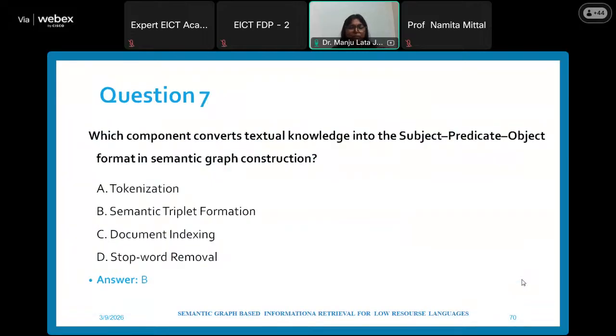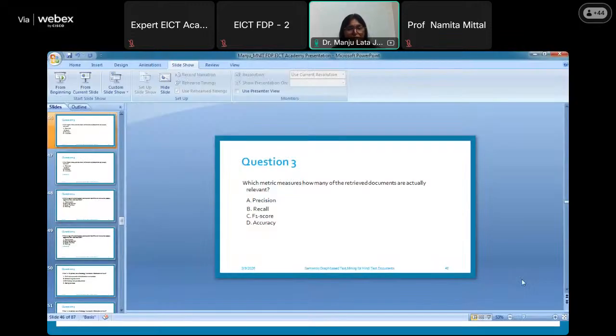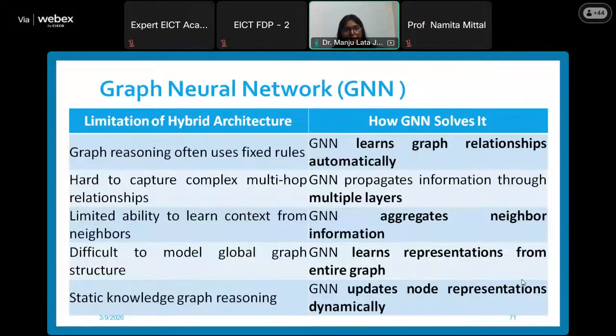Now, we have discussed a few limitations of the hybrid architecture, the hybrid neural network as well. Some of these limitations can be overcome by using graph neural networks. So what are the limitations of hybrid architecture and how are they overcome by graph neural networks? Let's discuss that.